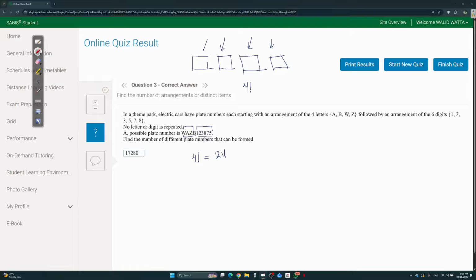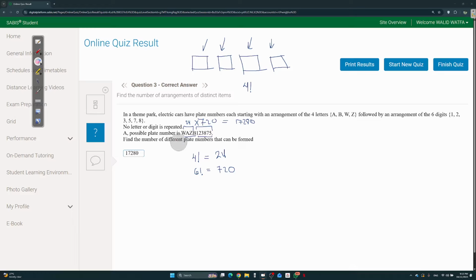Then we have 6 digits, so over there it's 6 factorial for the numbers, which is 24 times 5, 120, 120 times 6, 720. So here you have 24 possibilities, and here you have 720 possibilities. Now when you're combining two things together, what did I tell you from the previous question? You just multiply them. So 24 times 720 is 17,280.